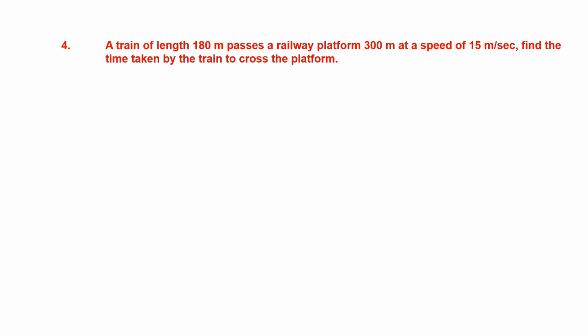Question 4. A train of length 180 meters passes a railway platform 300 meters long at a speed of 15 meters per second. So here we have the length of the train and the length of a railway platform. Find the time taken by the train to cross this platform. So we need to find the time this time. So let's start. The length of the train is 180 meters. Okay, so this is given to us. Then the length of the platform is also given to us, 300 meters.